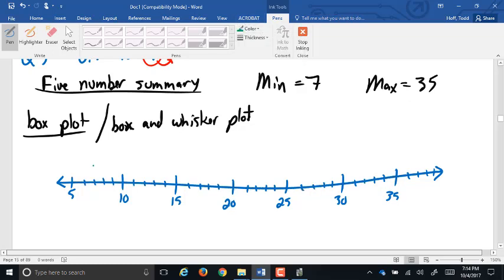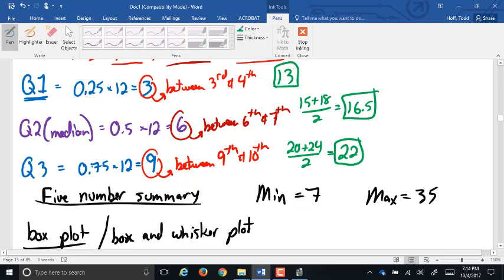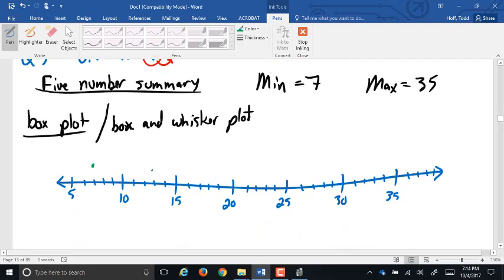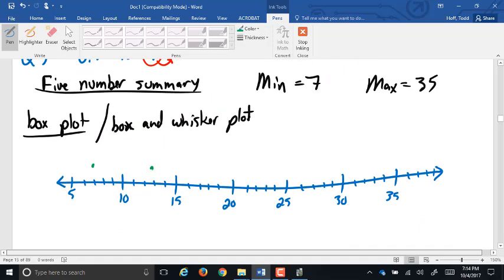So the minimum is 7. I'll make a dot there. The first quartile was 13. I'll mark that. Then 16.5 was the median. 22 was the third quartile. And the maximum is 35.